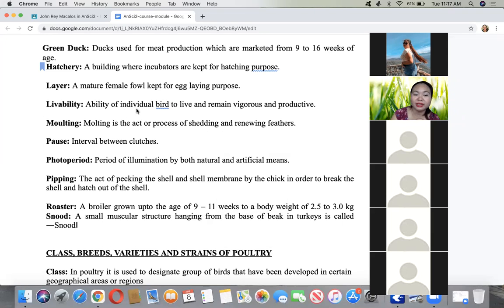So medyo matigas siya, no, nga meat. So we also call liveability or the ability of the individual bird to live and remain vigorous and productive.